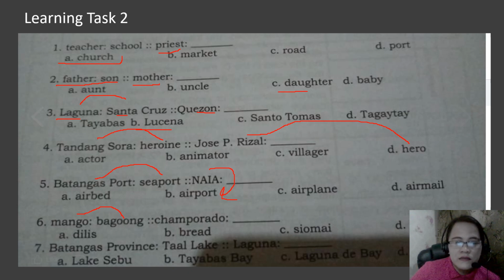And next, Batangas is to province. Batangas province is to Taal Lake. Meron daw Taal Lake sa Batangas province. So, ang Taal Lake ay matatagpuan sa Batangas province. Ano naman ang matatagpuan sa Laguna? Okay, so you're correct. Laguna de Bay. So, yan ang pag-analyze ng word analogy.